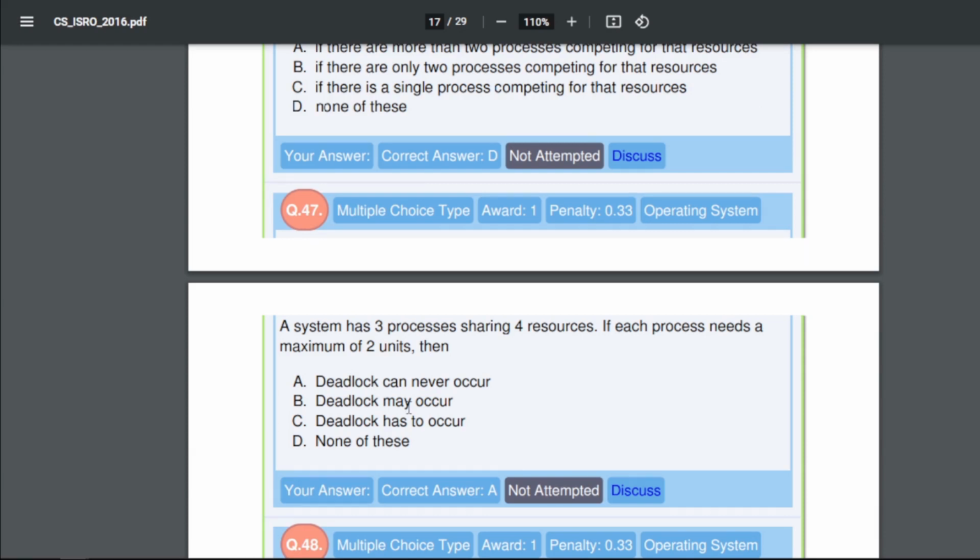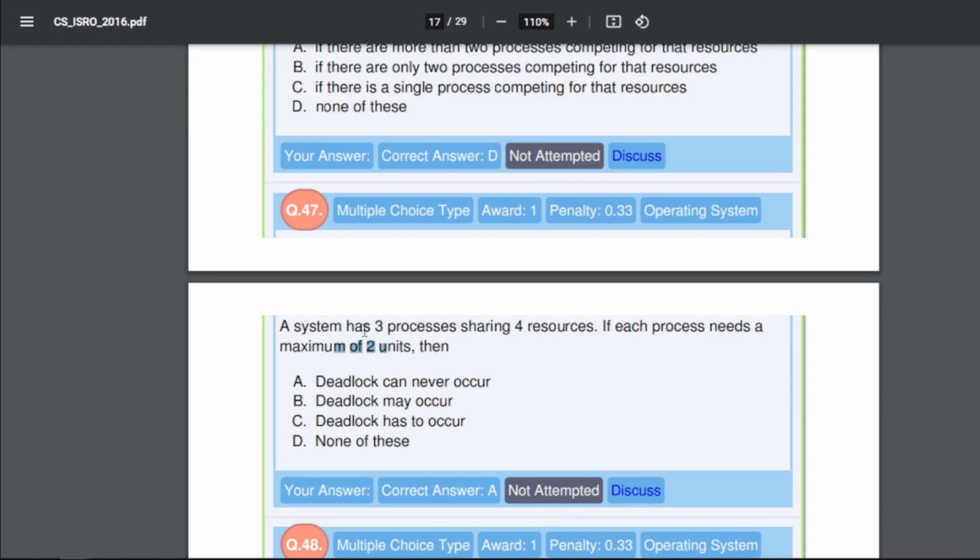47: a system has 3 processes sharing 4 resources. If each process needs a maximum of 2 units, then the answer is A, that is deadlock can never occur. The system has 3 processes sharing 4 resources. If all of them need one resource each, there will be one more resource left for use. So if each process needs a maximum of 2 units, what happens?